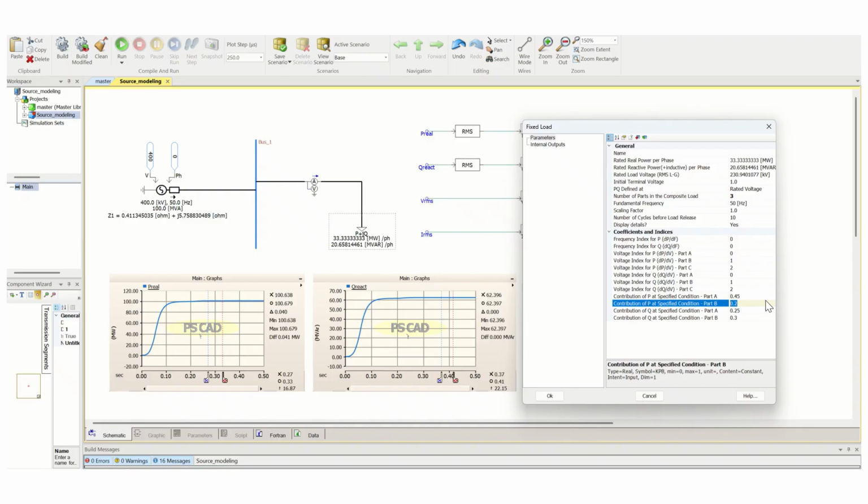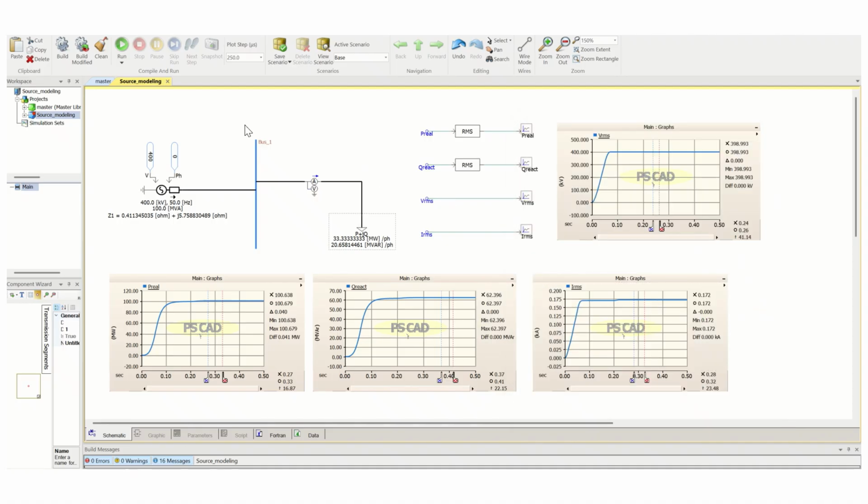load, and the remaining, meaning 100% minus 45% plus 20%, meaning total 35%, the balance 35% load is constant impedance load. So all these three types of combinations are there. Now let's run the simulation and we'll check this real power and reactive power also.